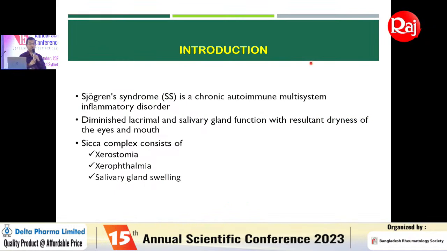So we know that it is a chronic autoimmune multi-system inflammatory disease that is characterized by diminished secretion of the lacrimal and salivary glands, manifested as xerostomia.